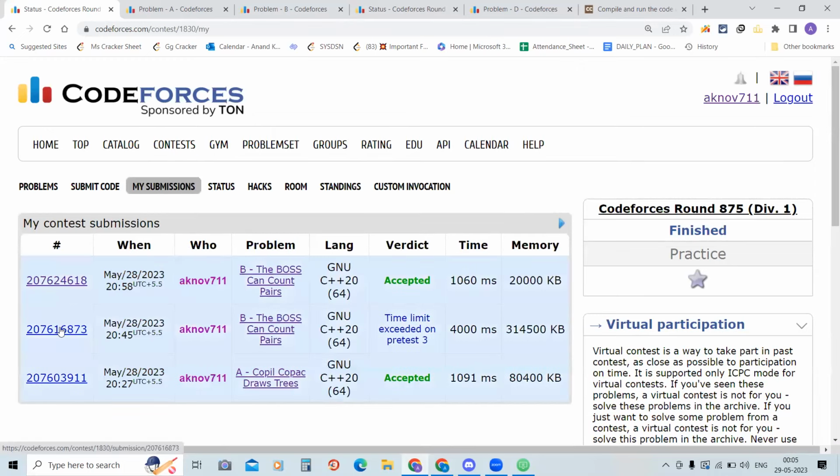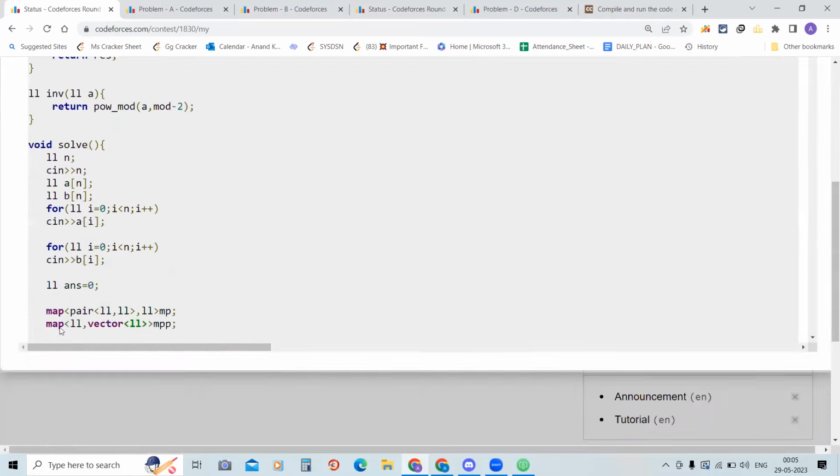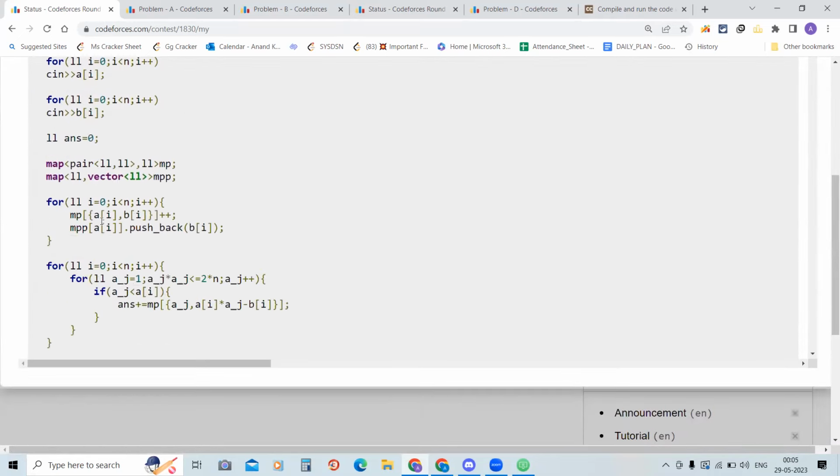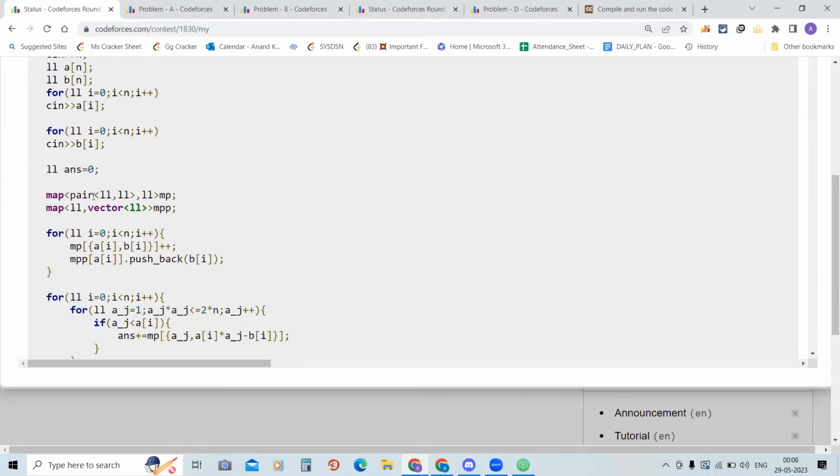Okay, so let's first see this solution. This is very simple. I am taking A and B. Then I am storing the count of AI and BI in a mapping called MP, so MP of AI BI plus plus. Then I am storing for each AI value the associated BI values in the form of a vector. This MPP is a map of LL and vector of LL, basically long long. So MPP of AI dot push back BI.